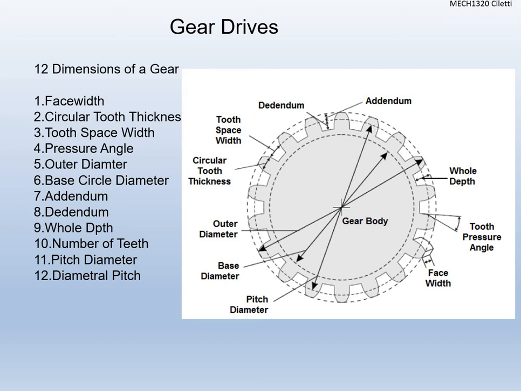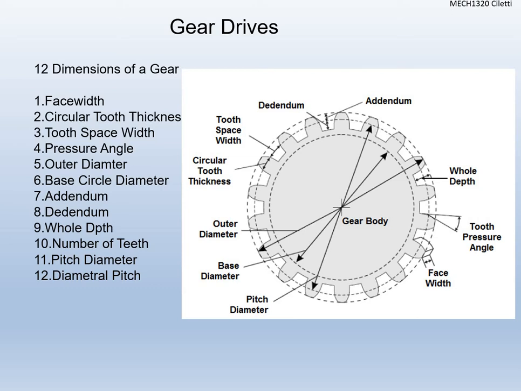Okay, the outer diameter, that one should make sense. That's the widest diameter from the tip of one tooth to the tip of the other tooth. Okay, we have the base circle diameter. That one's probably just called base diameter on the graphic up here, but it's pretty much just the inside bottom part of the tooth. All right, and remember the diameter is the distance across the circle. So anytime we use diameter, we know that we are dealing with the distance across the tooth.